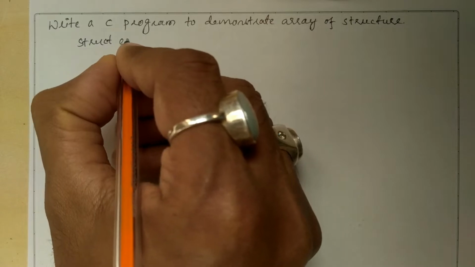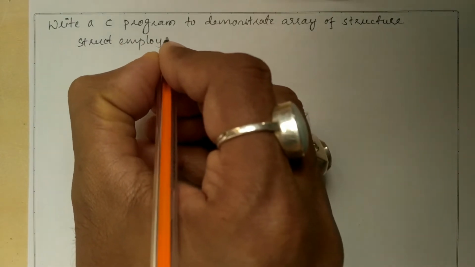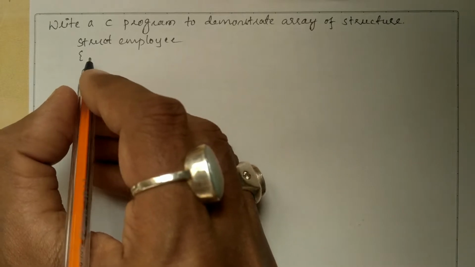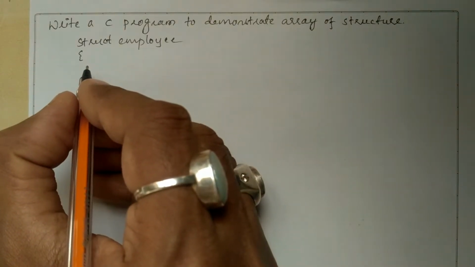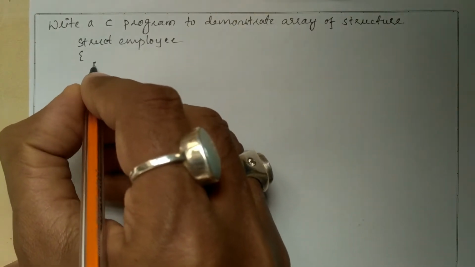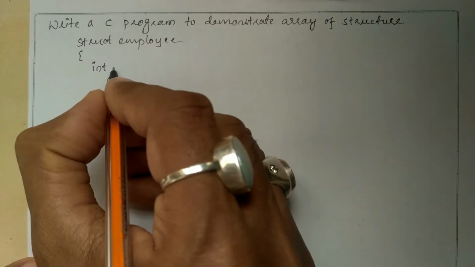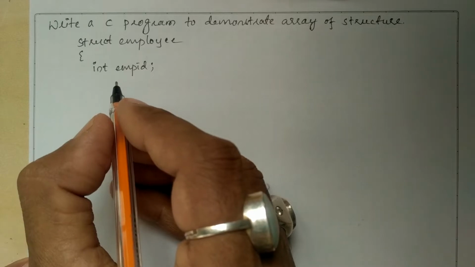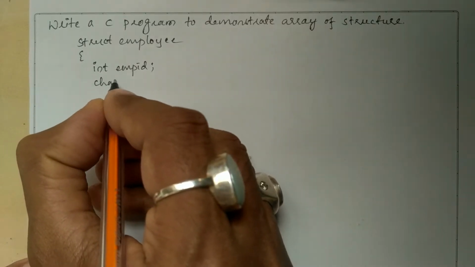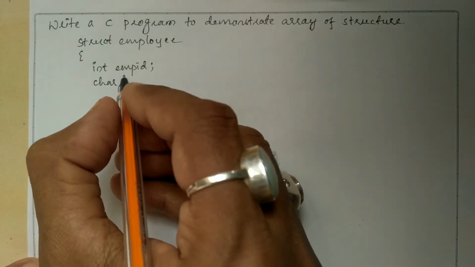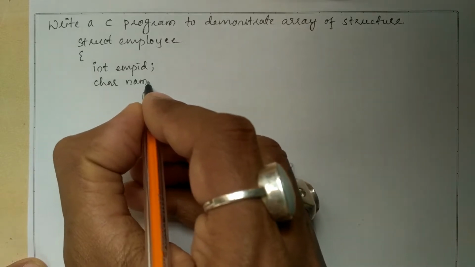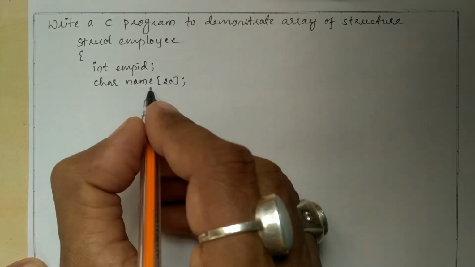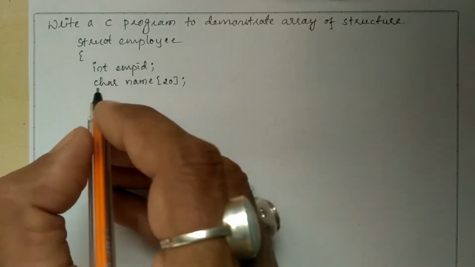Let us start defining the structure using the keyword called struct. Here I'm going to write the name of the structure as employee, curly open brace, that indicates this is the beginning of the body of the structure definition. Now I'm going to declare the variables: int emp id, that is employee id. Next I'll declare one more variable of type char, that is name of an employee, and inside the square bracket I'm going to write 20 because it is an array of characters.